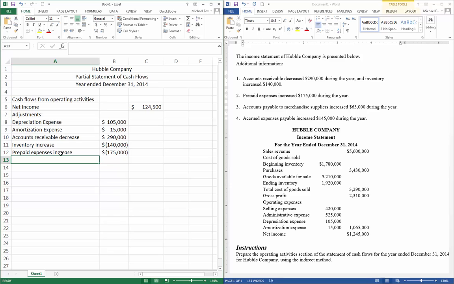And then we have accounts payable. Let's see, accounts payable increased. So that's a liability account. If a liability account is increasing, then I'm going to adjust cash up. And then expenses payable increased. So that's a liability account that is increasing, so I'm going to adjust cash up.